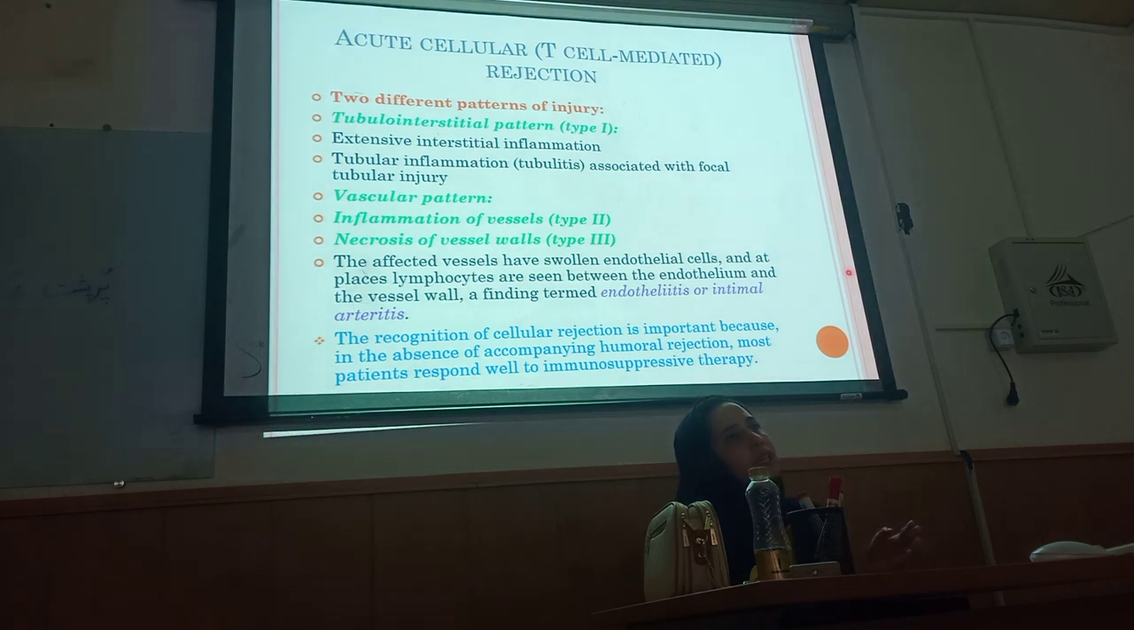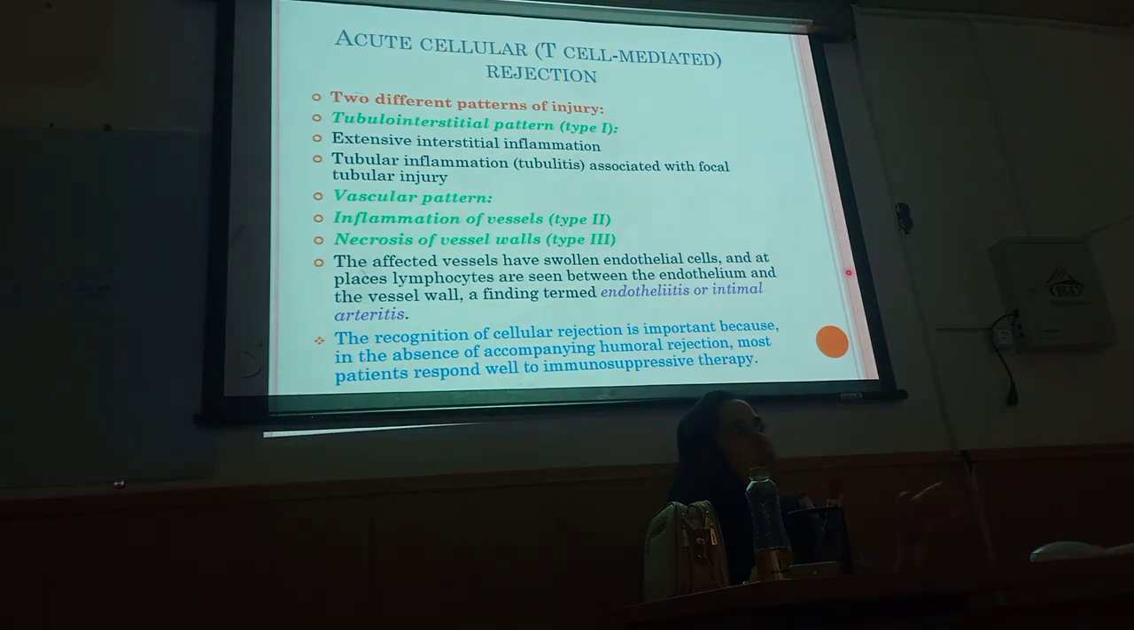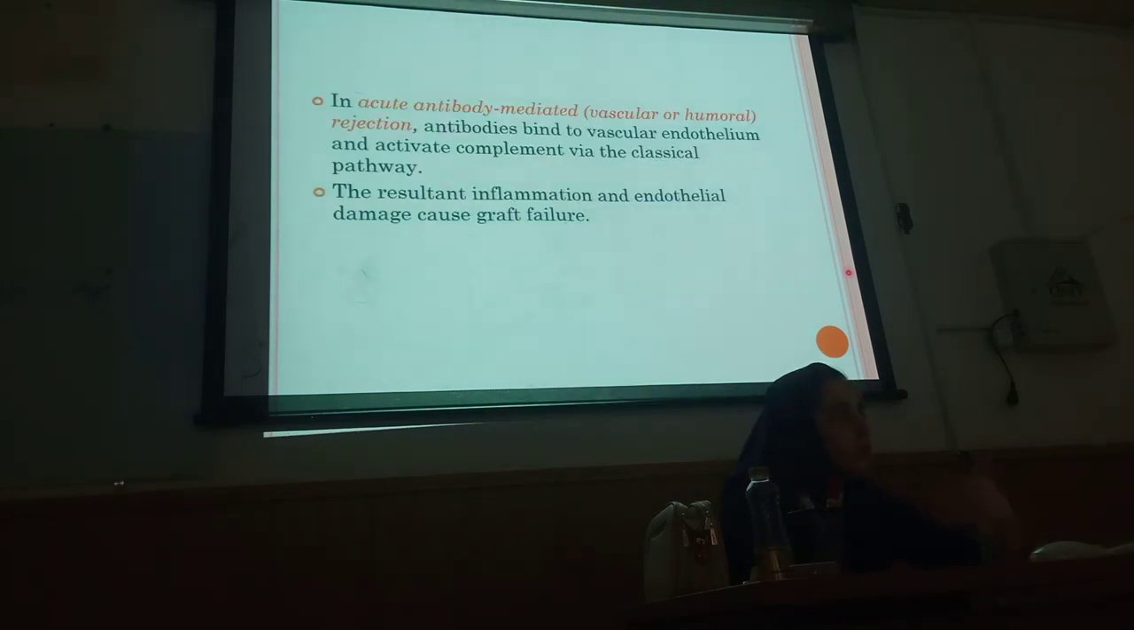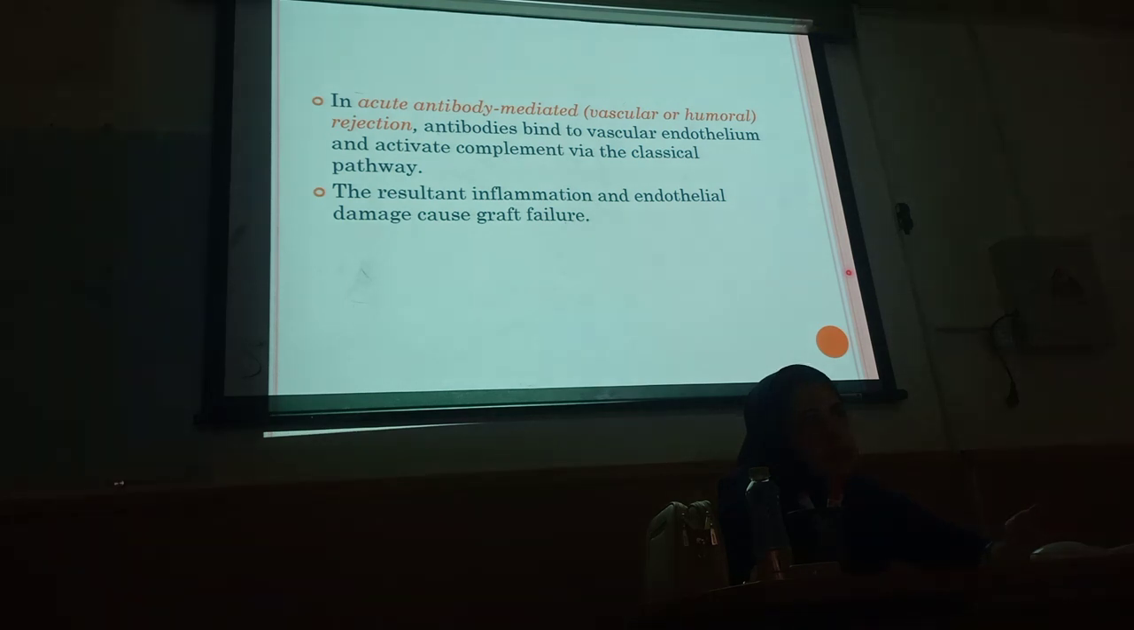Because the approach is different. For example, in Robbins it is said that in cellular rejection in the absence of humoral rejection, the patients respond well to immunosuppressive therapy. So it is very important to know whether it is cellular rejection or antibody-mediated humoral rejection. The treatment is different, the prognosis is different.